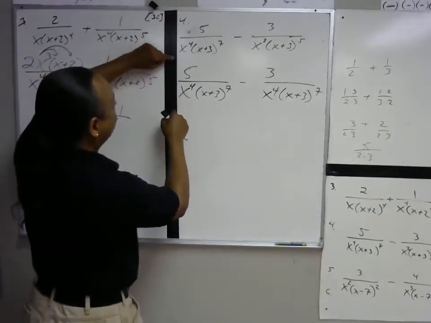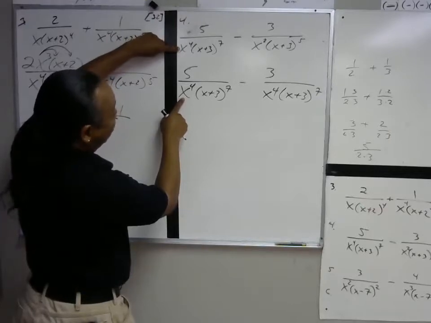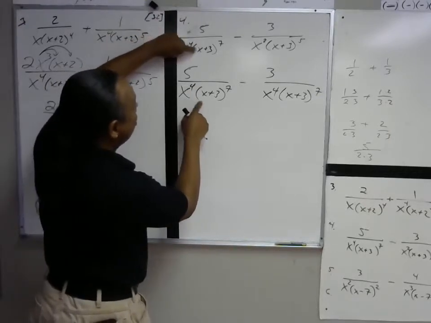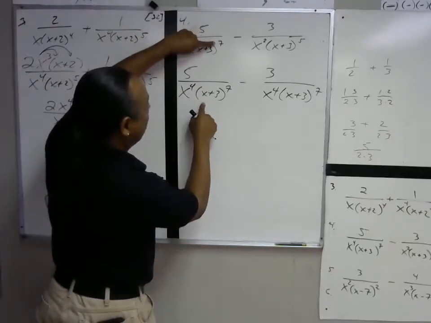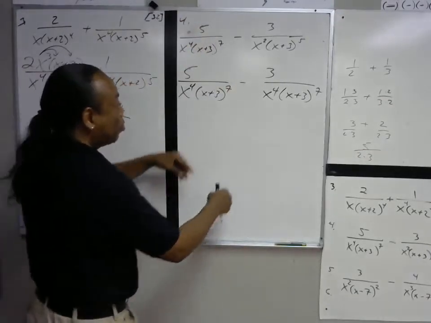All right, let's see what's extra. Here, my denominator had x to the fourth. Here, my denominator x to the fourth, so there's nothing extra there. Here, the x plus 3s, I got 7 of them there. I got 7 of them here, so there's nothing extra. So I don't need to do anything.